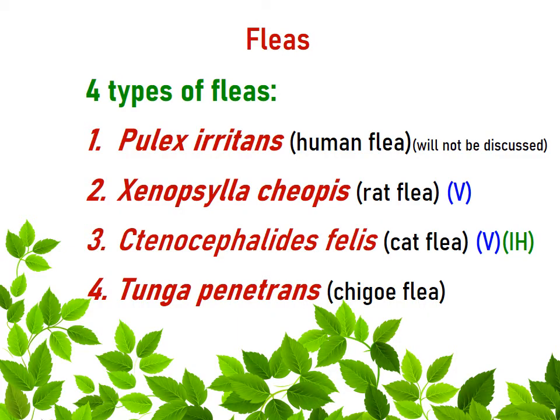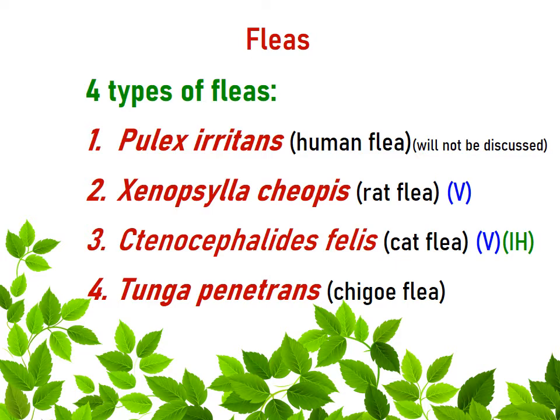There are 4 types of fleas that are of medical importance for your series of lecture. The first being the human flea. However, this would not be dwelled on in this series of lecture. The second flea, which is the rat flea, is a very significant flea in human history, whereby it is the vector for the plague.